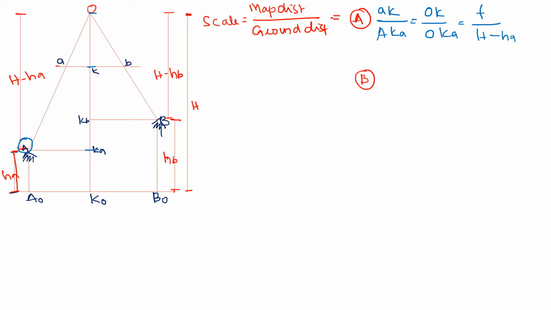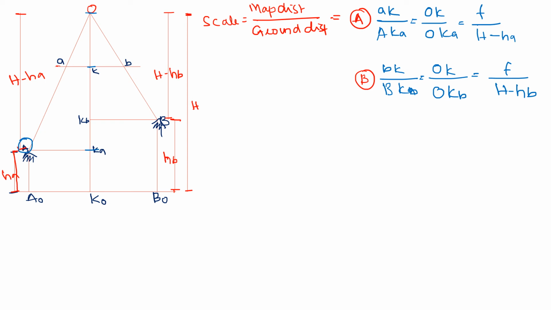Similarly, for point B also we'll try to find out what will be the distance. So the map distance is nothing but here BK, and the ground distance will become BKA. So again similar triangle formula I'll apply. This BK is OK, and BKA is nothing but OKB. So again I can write down F divided by H minus HB.